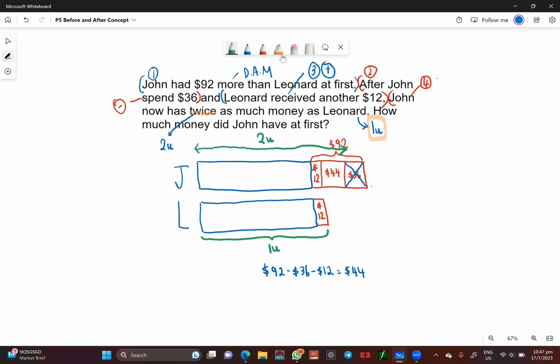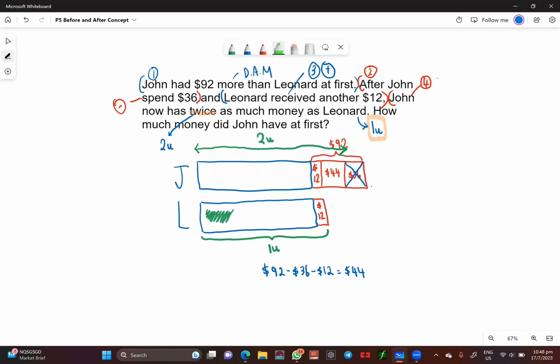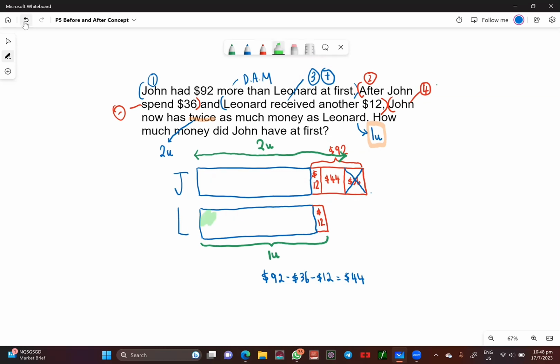What I want you to see is this: if I say that Leonard is 1 unit, so 1 unit is from here all the way to $12. I think it's better if I highlight it. So basically, 1 unit is everything from here all the way down to here. Do you remember the mirror image principle that I've talked about? If this whole thing is 1 unit, isn't it true that this part for John is also 1 unit?